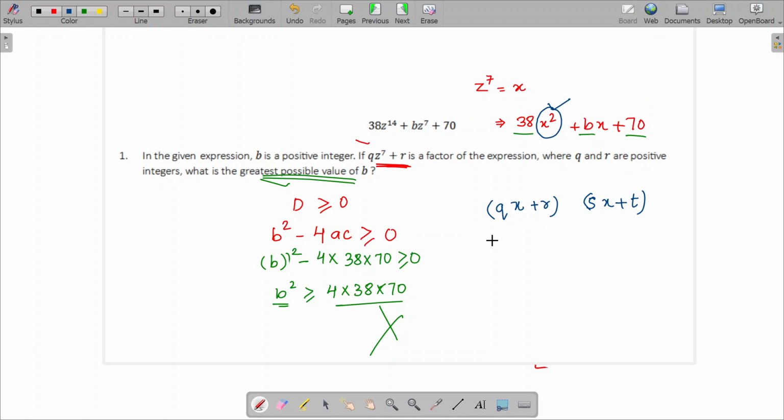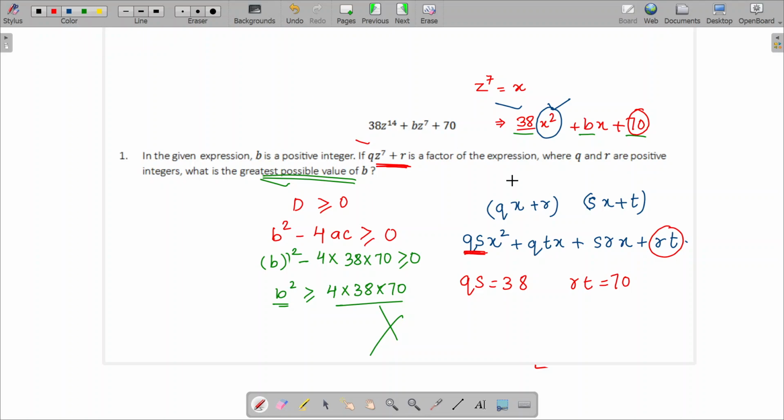Okay, now understand the thing. You will simply expand it. Once you expand it, your expression looks like qs x squared plus qtx plus rsx plus rt. Now I'm going to compare this with my expression above. What is the coefficient of x squared? It is 38, and here it is qs. So can I say qs equals 38? What is the constant here? 70. And here it is rt. Can I say that rt equals 70?